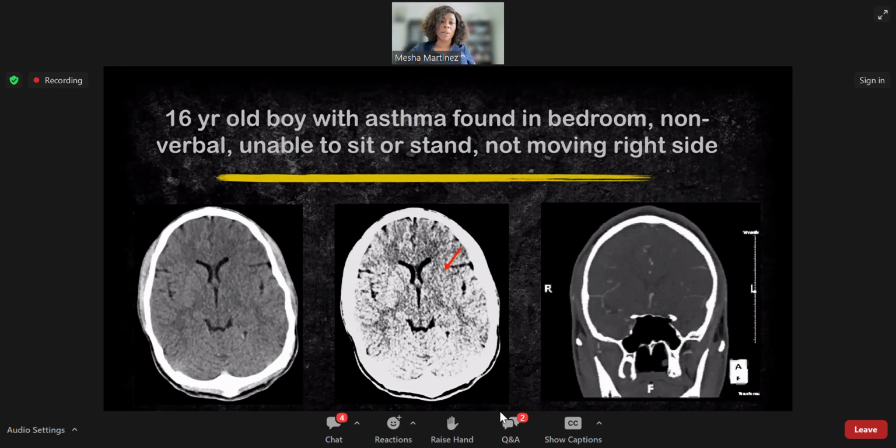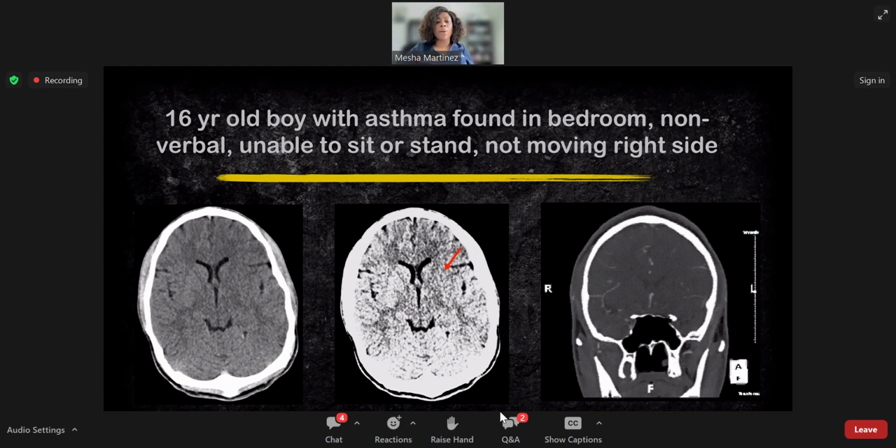This was a case of a 16-year-old boy with asthma. He was found in his bedroom in the morning. The last known well was when he went out with friends, came back home. He said goodnight to his mom and he went upstairs to bed. And that was probably about 9:30 p.m. that night. Next morning, when mom was trying to get him up and out of bed, she was calling him. He wasn't coming downstairs. So she went to investigate what was taking her son so long. She found him in his bed, nonverbal, not able to really sit up, definitely not able to get out of bed. And he wasn't moving his right side.